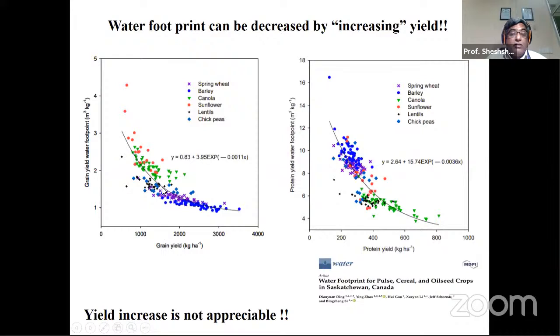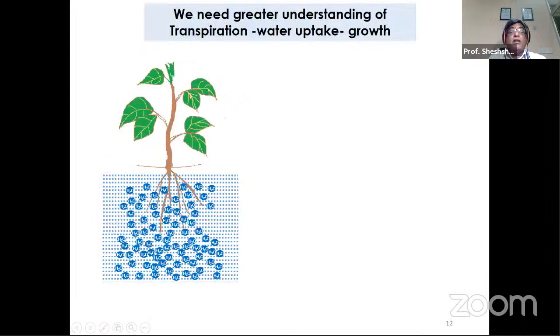But you can see here, after certain levels of grain yield, this curve is flattening. And I do not know whether we'll be able to break this and improve this further. And if you look at the nutritive values in terms of the protein yield, water footprint, you can see that you already have something like 14 meter cube for every kilogram of protein produced, or on an average about 2,000 to 3,000 liters of water required for growing any of these crops. Now, yield, as I said, is not increasing appreciably. What needs to be done is the question.